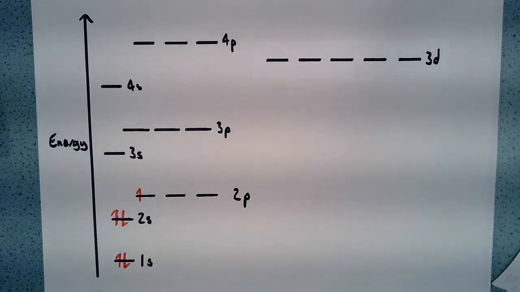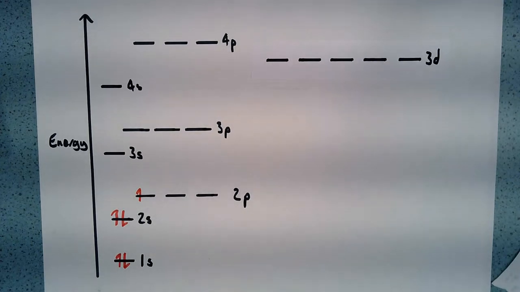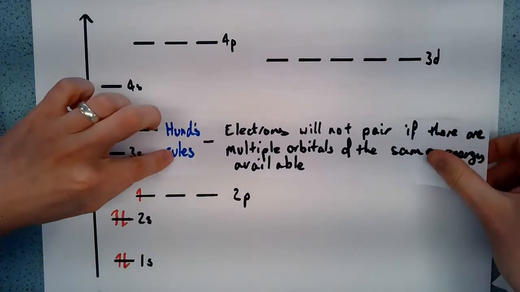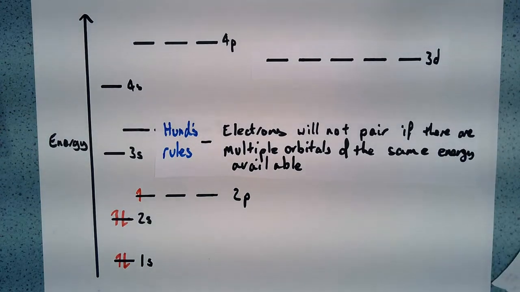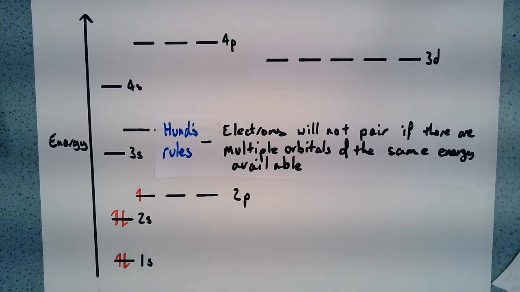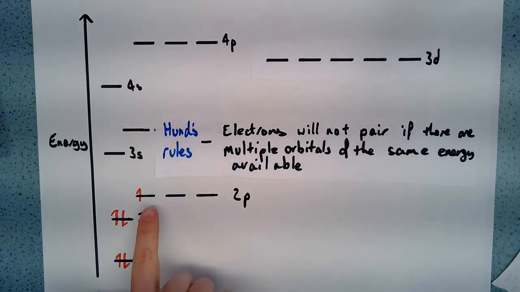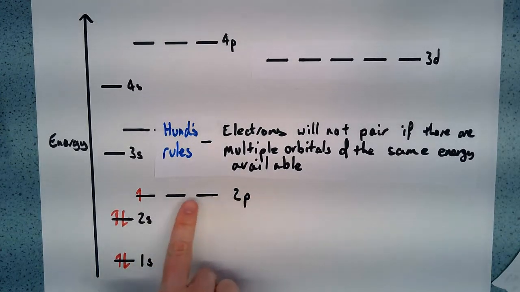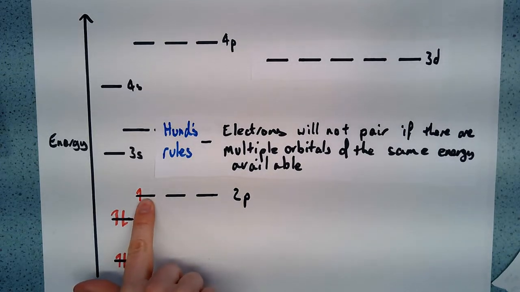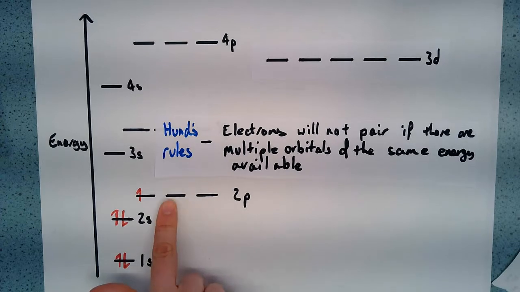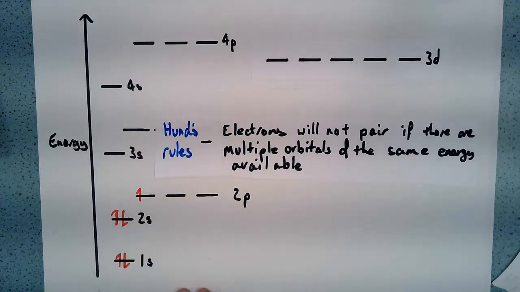Now at this point we have to introduce a new principle, and these are called Hund's rules. Hund's rules are a collection of rules which basically, for us at A level, boil down to this: if we have multiple orbitals of the same energy available, then it's more energetically favourable to have the electrons in different orbitals, otherwise you get repulsion between them.